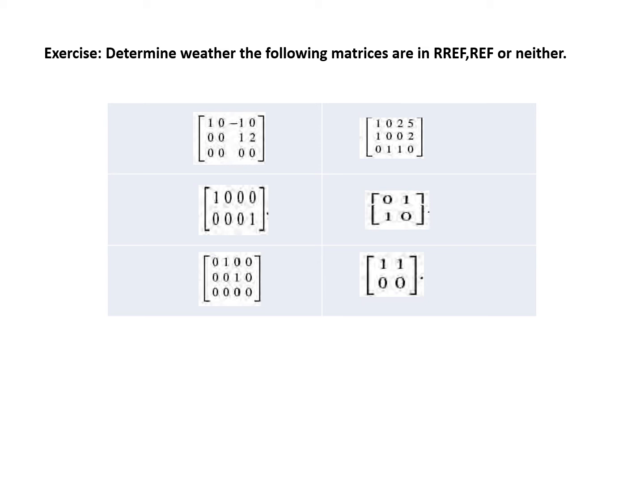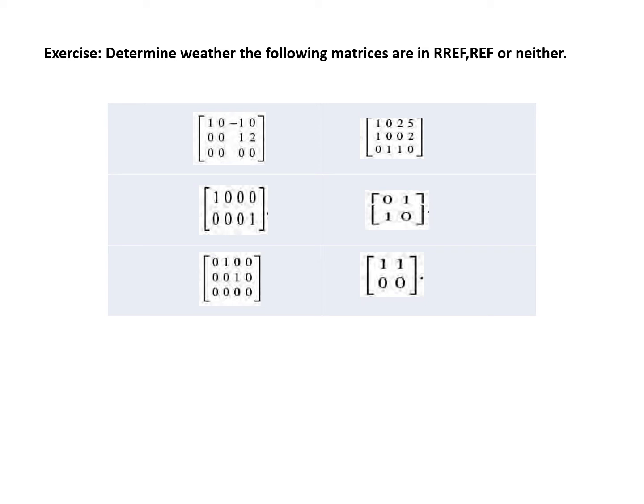It also satisfies the second condition: below the leading one, all elements are 0. And on the consecutive rows, the first and second row, the leading one of the second row is on the right side of the first row. What does it mean? It means it is in the form of RREF, reduced row echelon form. Why do you say it is reduced row echelon form? Because on the leading one column, except for the one, all other elements in that column must be equal to 0.